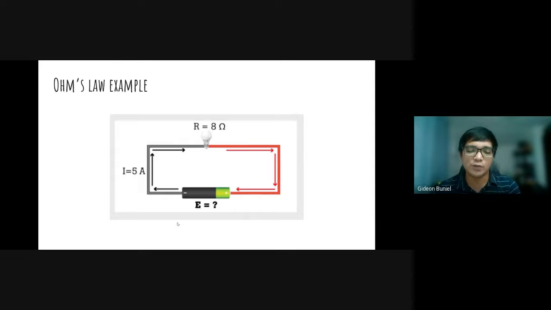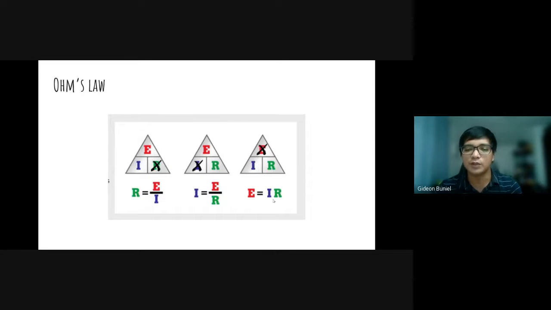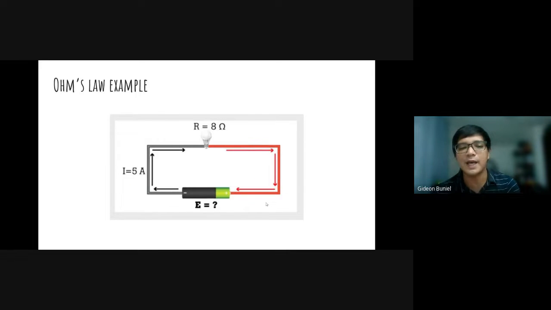Now, E is what we're looking for here. So the formula would be E is equal to I times R. You just have to multiply the resistance and the amperes. Now, 5 amperes times 8 ohms, 5 times 8 is equal to 40. That's 40 volts. So we have 40 volts in this circuit.